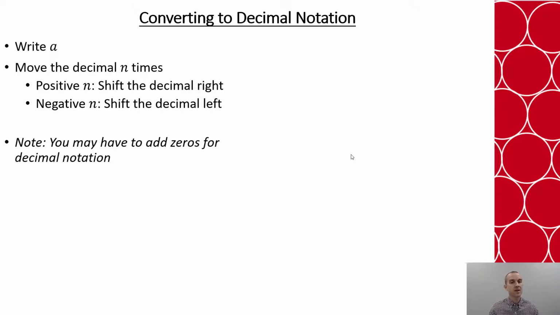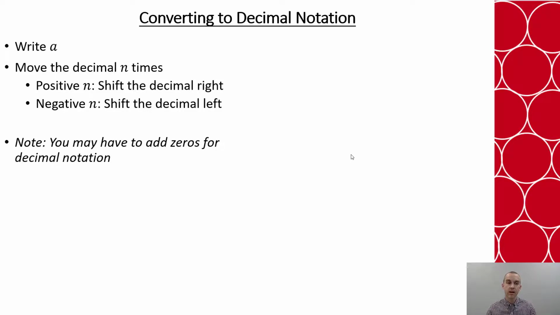Now what if I want to go the other way and convert to decimal notation? What I would do is I'd write out my a, and then I would move my decimal n times. If it is a positive n, I now shift that decimal back to the right. If it's a negative n, I shift it back to the left.